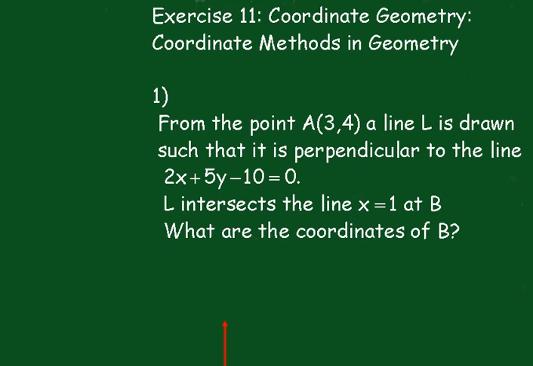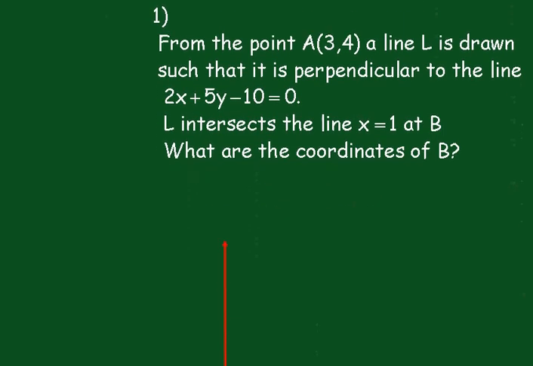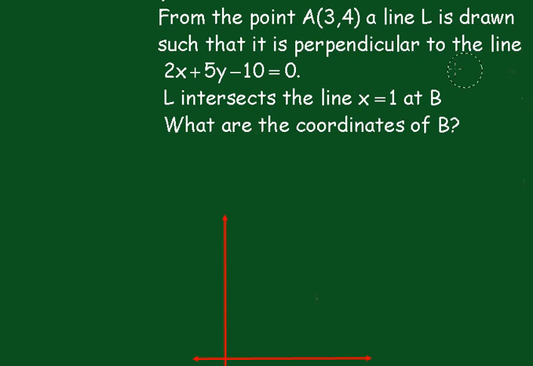Okay, now here are the solutions. I'm going to be very careful when we're plotting these points. So I'm going to plot the point (3, 4). 1, 2, 3, 1, 2, 3, 4. There's A, (3, 4).